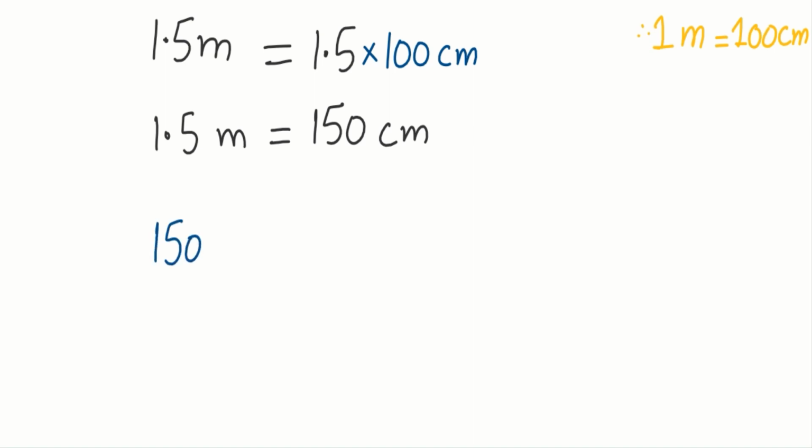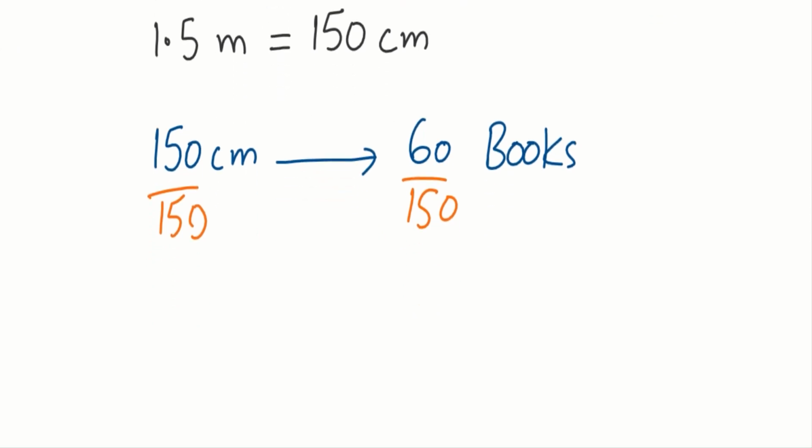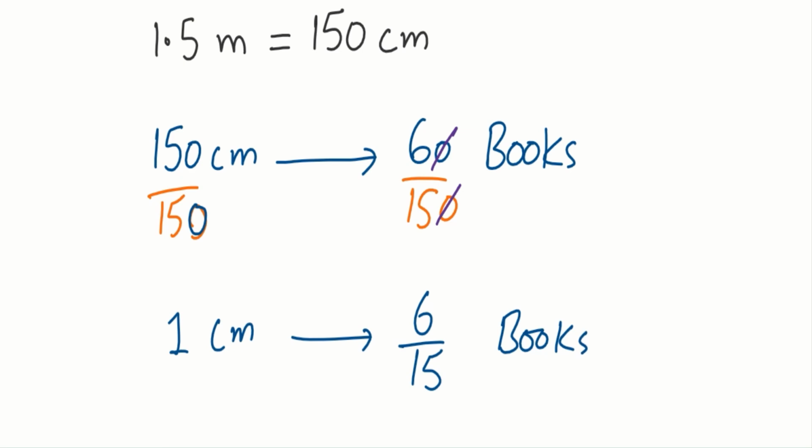Now because 150 centimeters is the length that is occupied by 60 books. So 150 centimeters, let's make it 1 centimeter. Divide both sides by 150. Dividing both sides by 150, we get 150 over 150 is 1 centimeter. This is 150, and let's cancel these zeros here. So this becomes 6 over 15 books. Now multiply both sides by 80. So multiply left side by 80 and right side by 80.